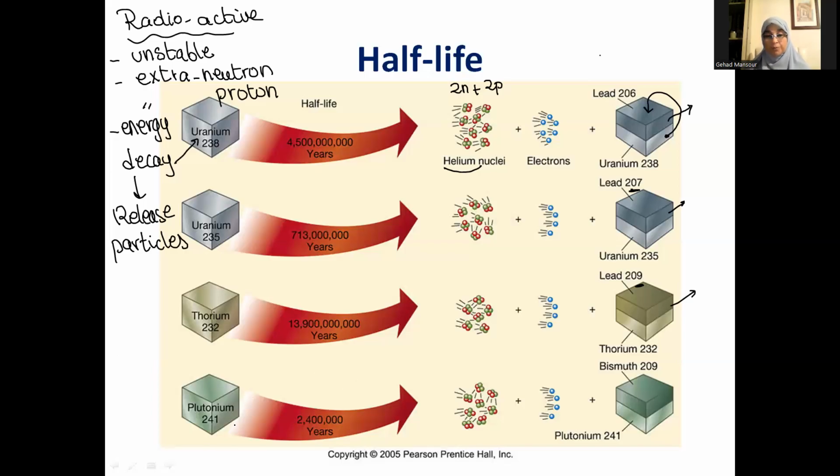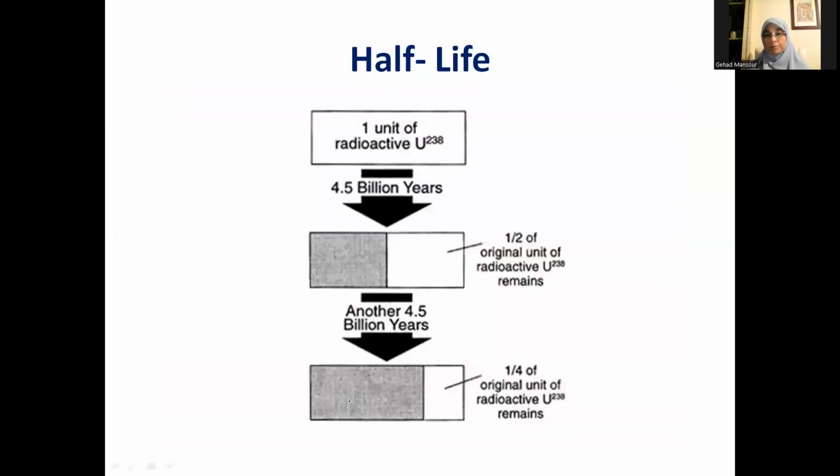Similarly, plutonium-241, half of it is converted into bismuth-209 in about 2,400,000 years.